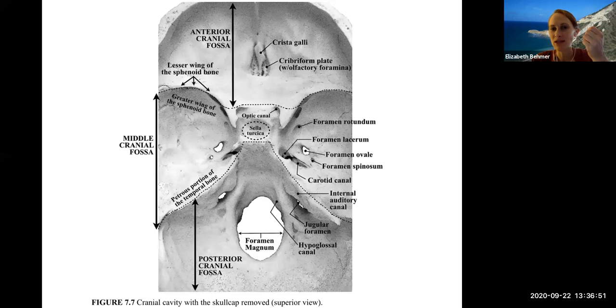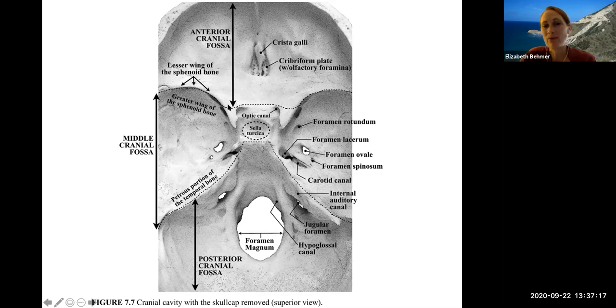And then surrounding the crista galli is what we call a cribriform plate. And the cribriform plate surrounds the crista galli. It has little holes in it called olfactory foramina. The word olfactory has to do with smell. So these tiny holes are where nerves that are coming off of your olfactory nerve will travel down into your nose to pick up smells.